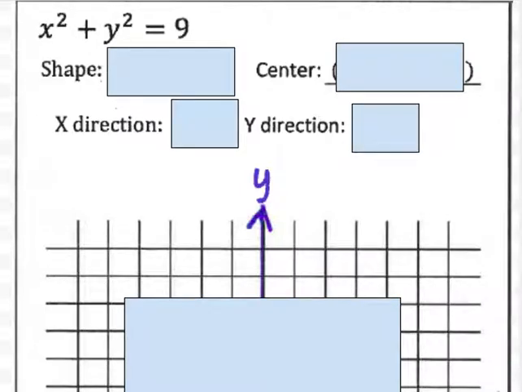In this video I'm going to go over two of our conics shapes, the circle and the ellipse, and we're going to look at the standard form of the equation and then how to graph it by hand. With both of these we're going to find where the center of your shape is and then what the horizontal radius and the vertical radius is.